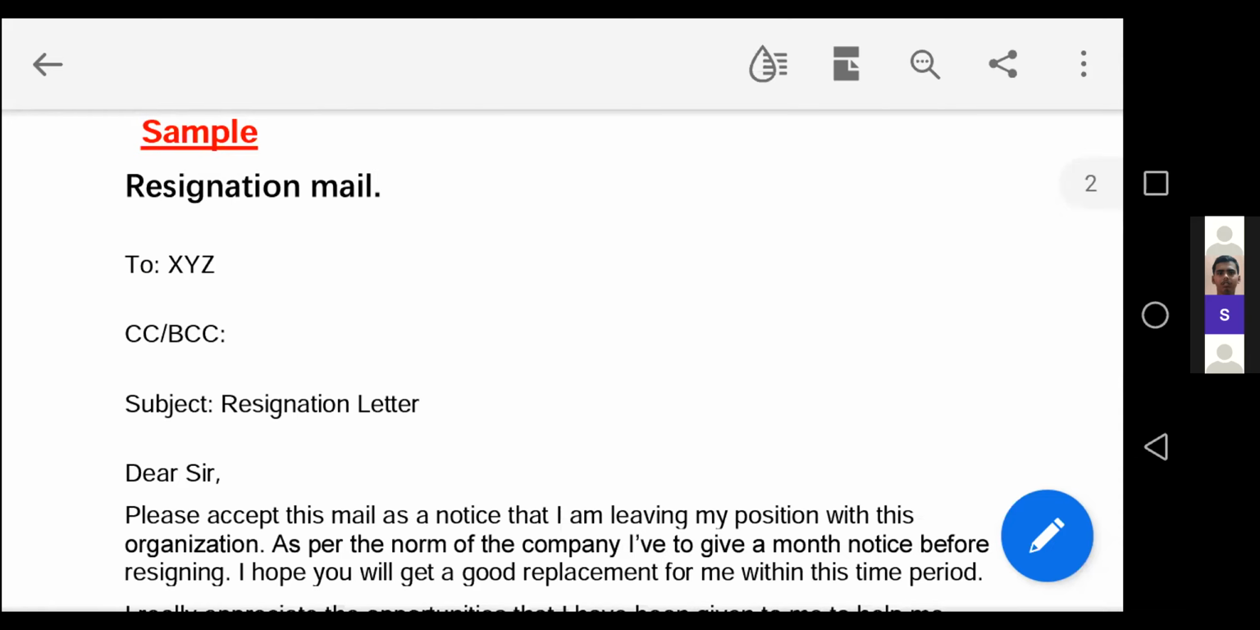You might be using emails, right? So CC, BCC. CC is carbon copy, BCC is blind carbon copy. So the person who is receiving BCC will not come to know who are the other people who have got the email.